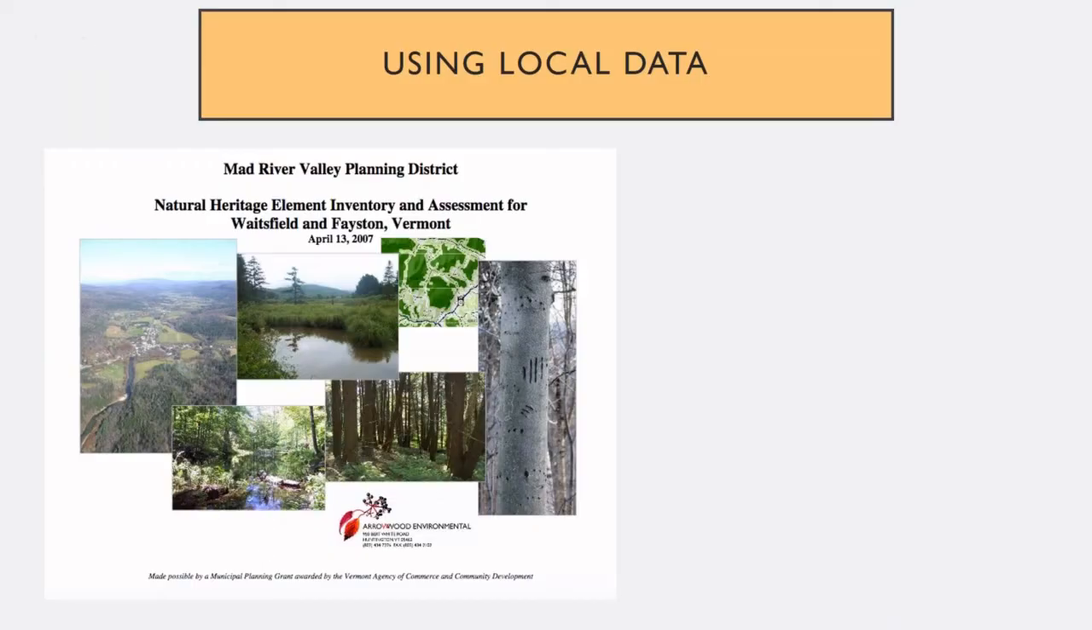But perhaps the best way to include data in maps like this is to use some local data as well. The Mad River Valley Planning District, a dozen years ago or so, did a natural resources inventory by Arrowwood Environmental. And an inventory like this, of course, costs some money, so it doesn't come free. But this has the advantage of giving them some very local data. And so they don't only have to rely on the state resources. All of their data is field checked, and it's really specific to their area.